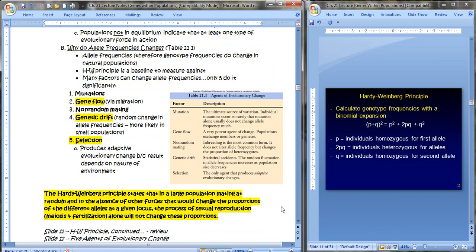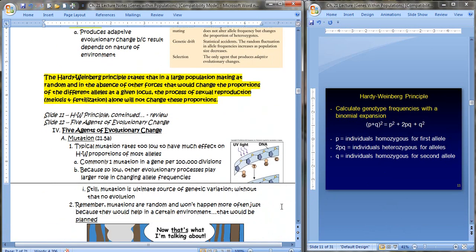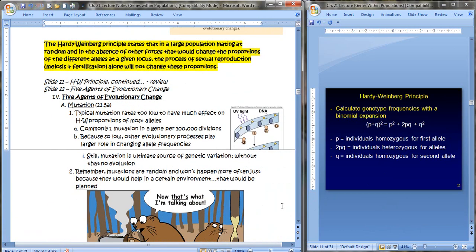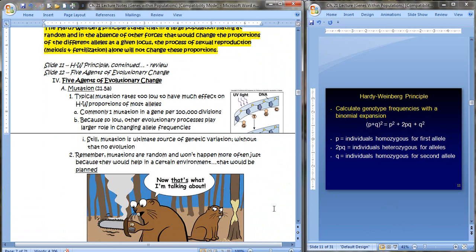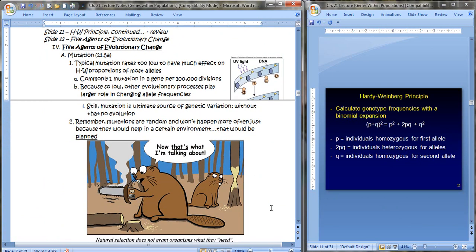So what we'll do next is we'll review these 5 agents of evolutionary change that are basically breaking the rules of Hardy-Weinberg, but I think we should all take a short break first.